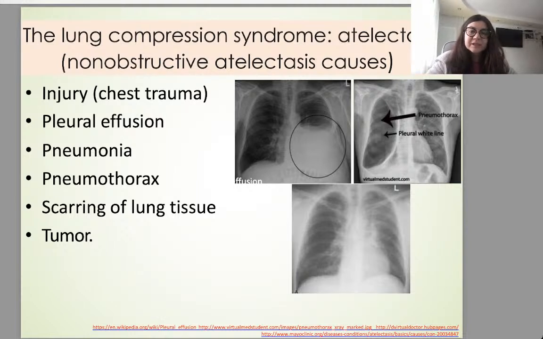Non-obstructive causes are injury or chest trauma. It is pleural effusion, pneumonia, pneumothorax, scarring of lung tissue, and often, unfortunately, tumor. Examples of it you can see on the X-ray pictures on this slide.